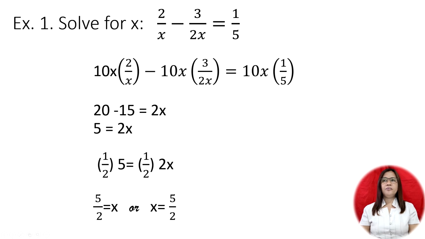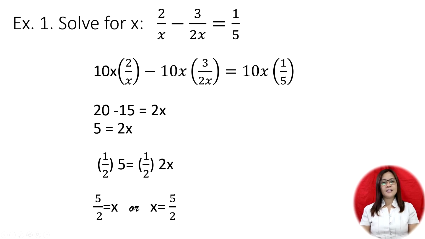Number 1. Solve for x. 2/x − 3/(2x) = 1/5. The least common denominator of x, 2x, and 5 is 10x. To eliminate denominators, multiply each term of the equation by the least common denominator, 10x. So we have 10x times 2/x minus 10x times 3/(2x) is equal to 10x times 1/5.